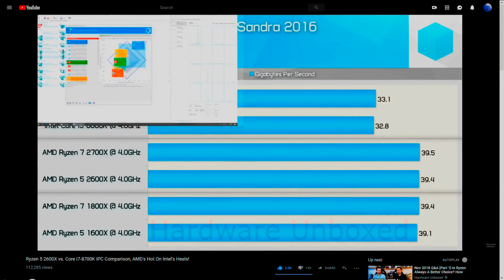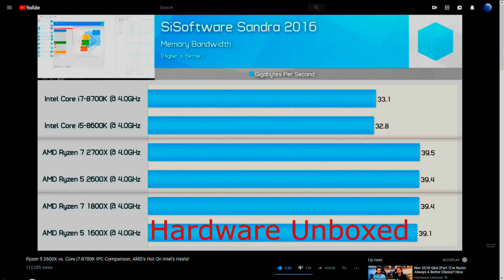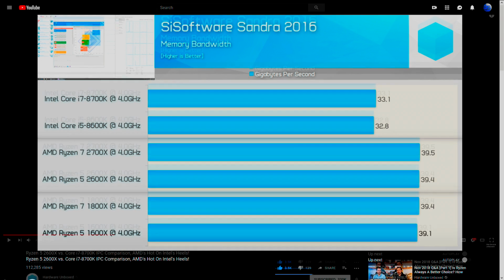Starting with the sustained memory bandwidth test, here we see that the first and second gen Ryzen CPUs are very similar with a bandwidth of around 39 GB per second. Meanwhile, using the exact same memory, the Coffee Lake CPUs are limited to around 33 GB per second, and this is a 15% reduction in bandwidth when compared to the Ryzen CPUs.